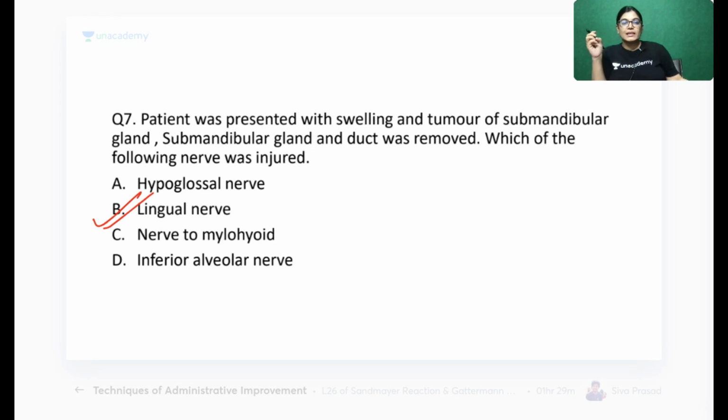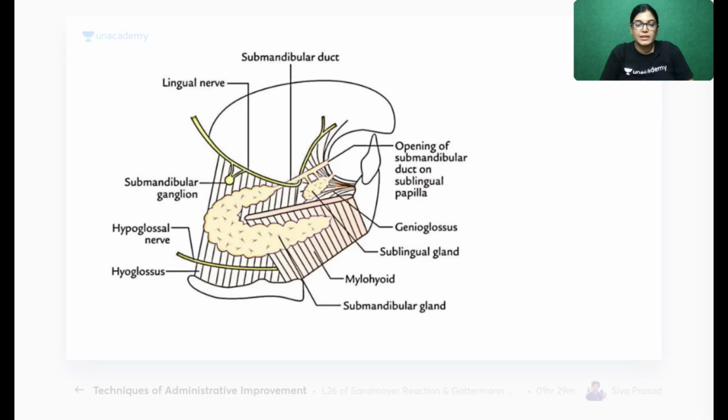Actually, when you see the diagram of the submandibular gland and its relations over the hyoglossus muscle, we clearly see the lingual nerve winding around the submandibular duct. So in the removal of the submandibular gland and duct, there is a chance that the lingual nerve is injured. The hypoglossal nerve lies lower down. So we have to choose one as the answer. We will go with B, the lingual nerve.